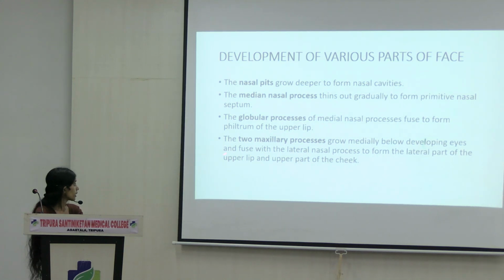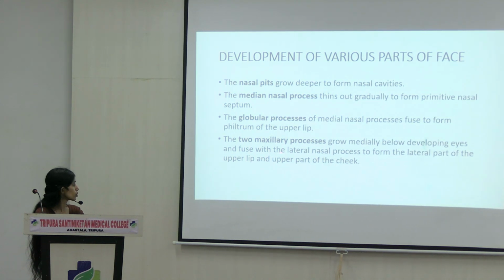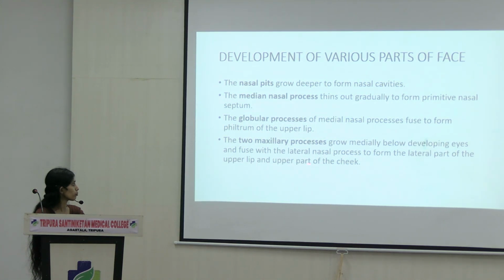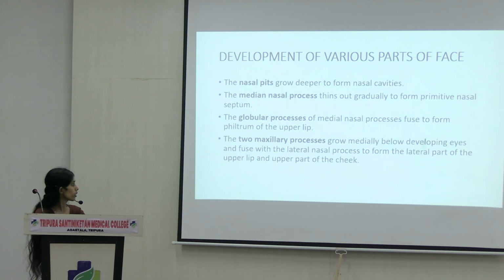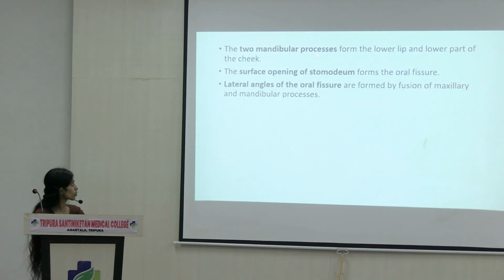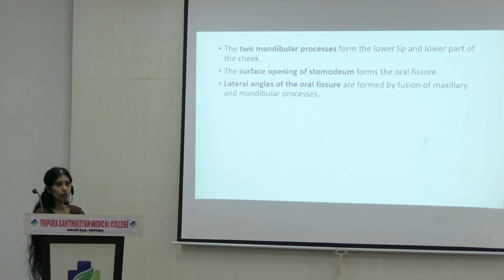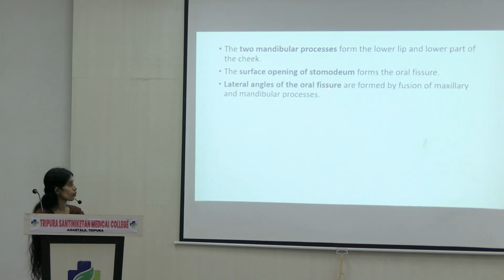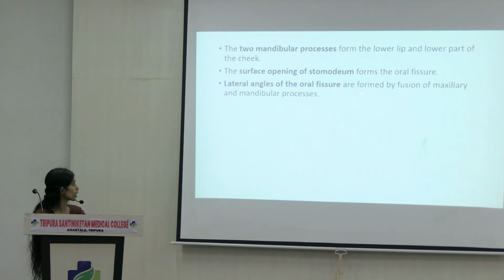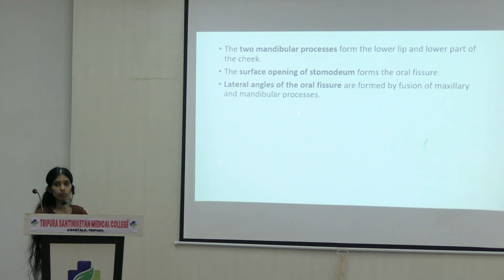Okay. Next, the two maxillary processes grow medially below the developing eyes and fuse with the lateral nasal process to form the lateral part of the upper lip and upper part of the cheek region. The two mandibular processes form the lower lip and lower part of the cheek region and also your lower jaw. The surface opening of the stomodeum will lead to the development of the oral cavity, and the lateral angles of the oral fissure are formed by the fusion of your maxillary and mandibular processes.